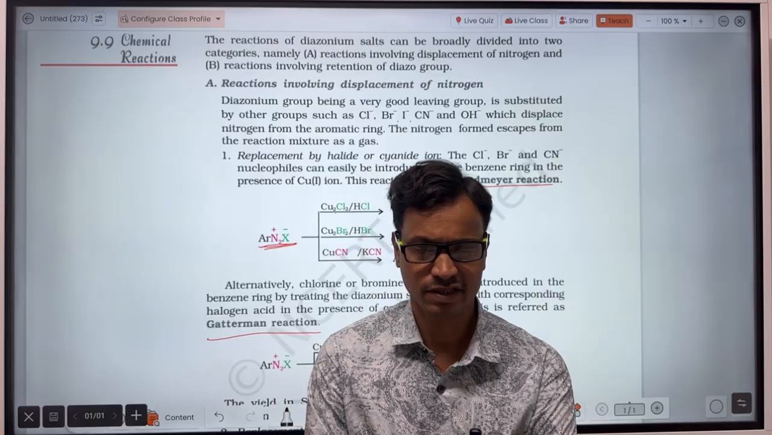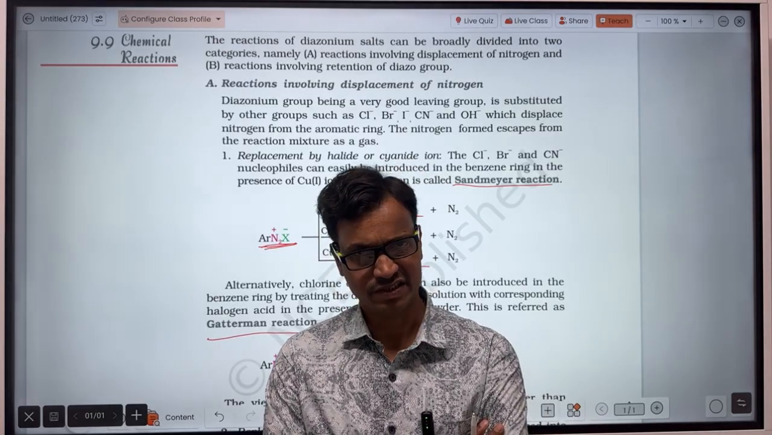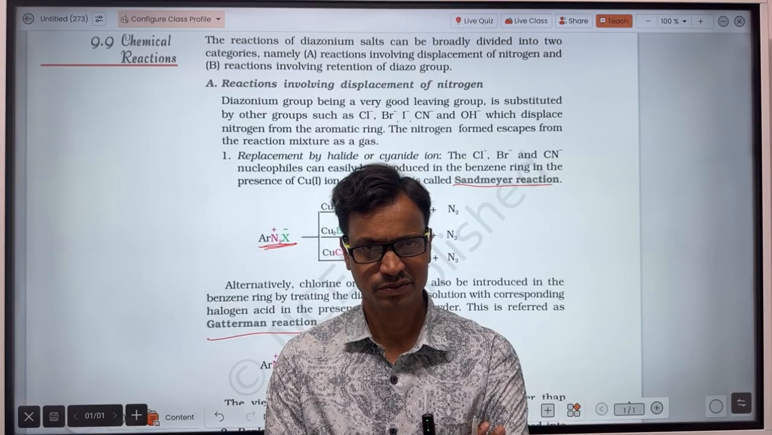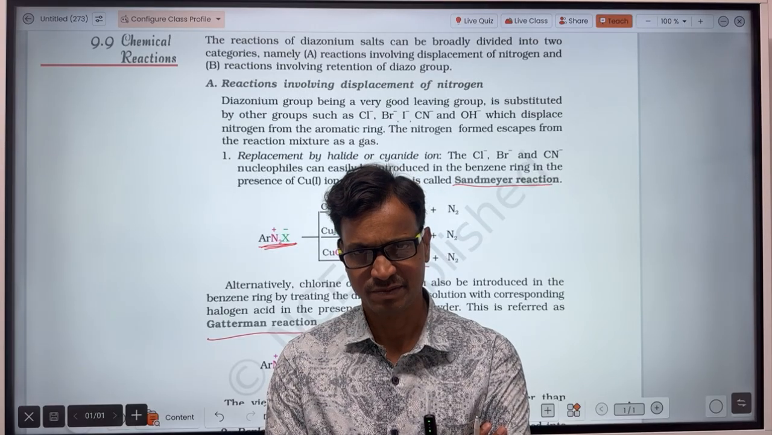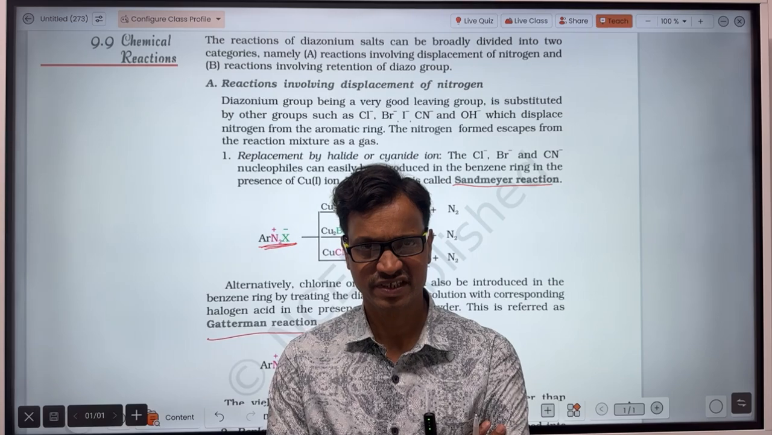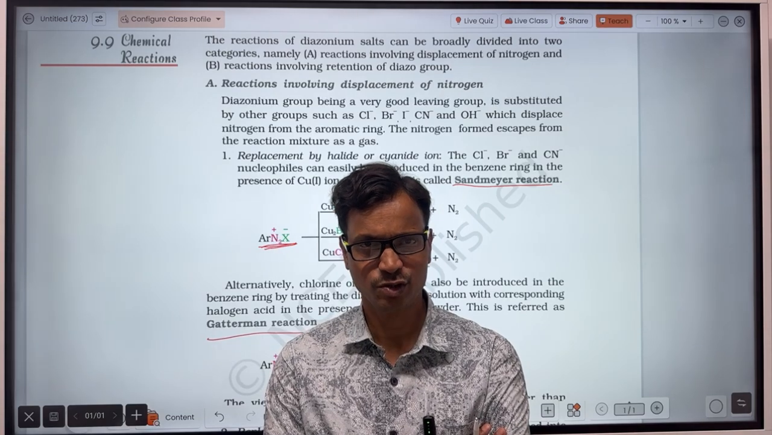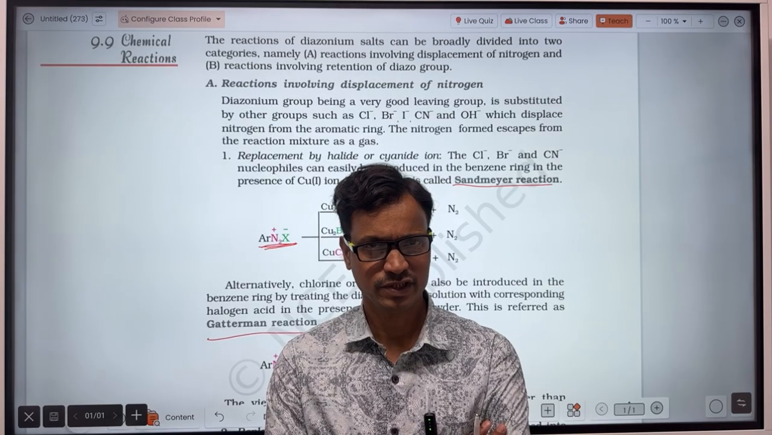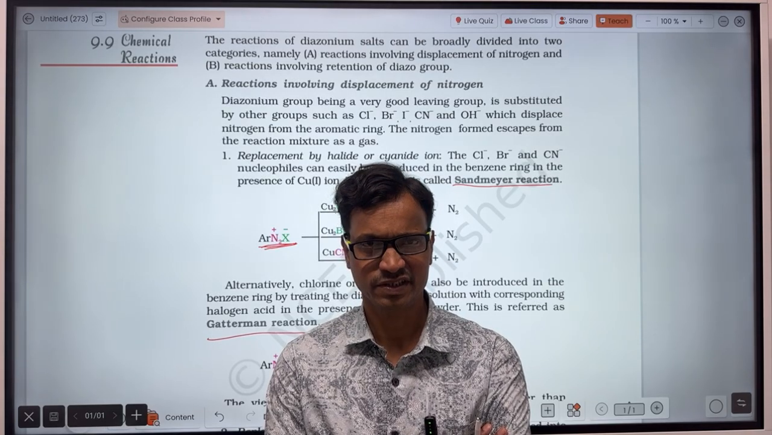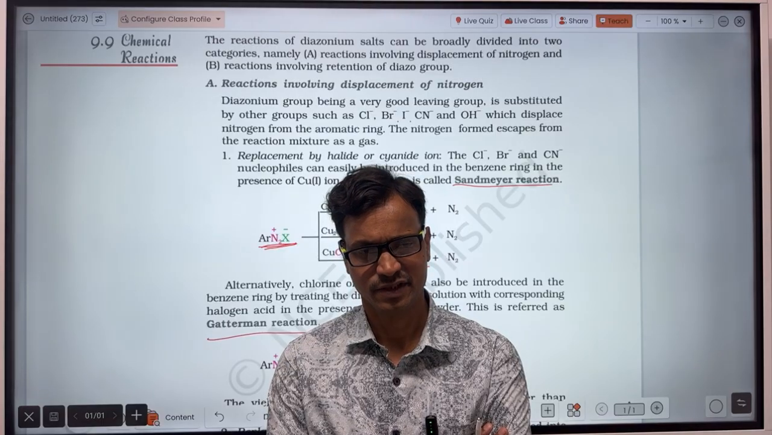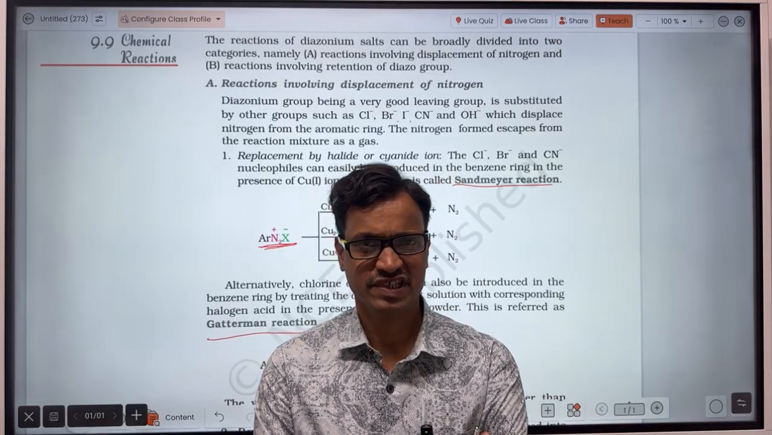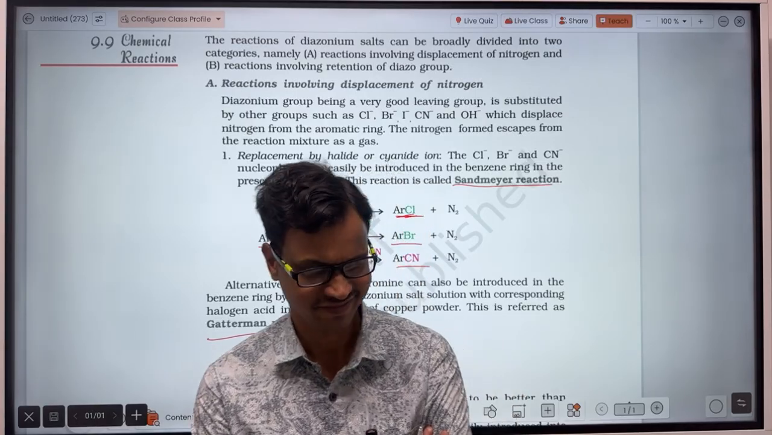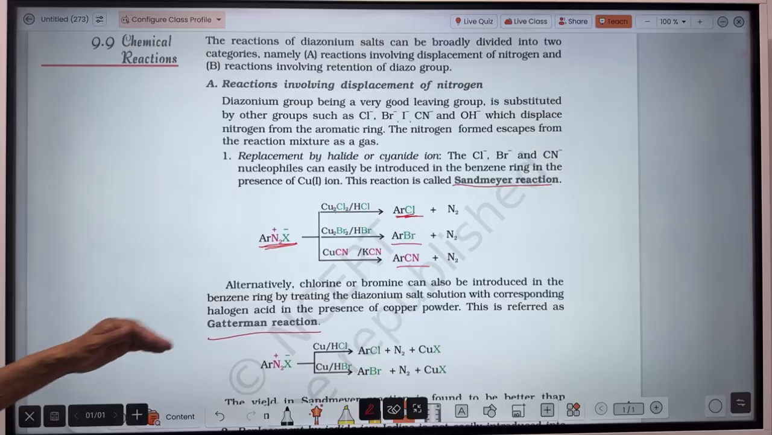When you react the benzene diazonium chloride with Cu2Cl2 or Cu2Br2 along with HCl or HBr, the reaction is called Sandmeyer's reaction. And when you take only copper powder in place of Cu2Cl2 or Cu2Br2, the reaction is called Gattermann reaction. We prefer the Sandmeyer reaction because the yield in the Sandmeyer reaction is more than in the Gattermann reaction. Maybe you get confused, so I am writing here.